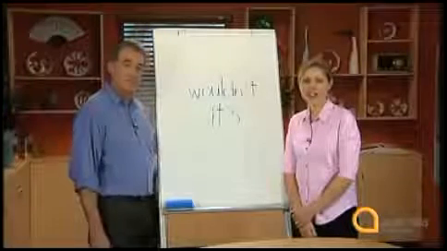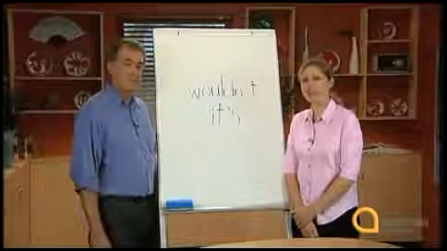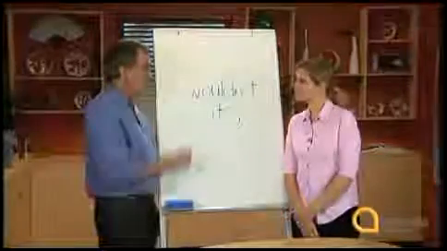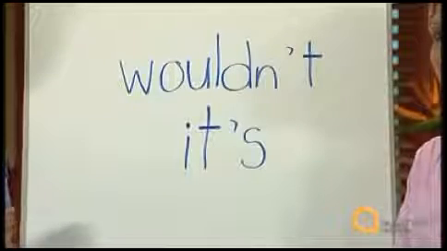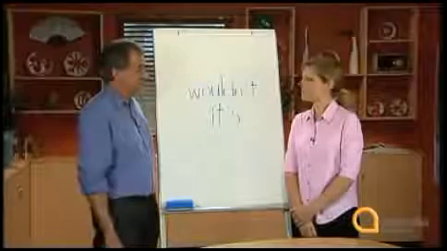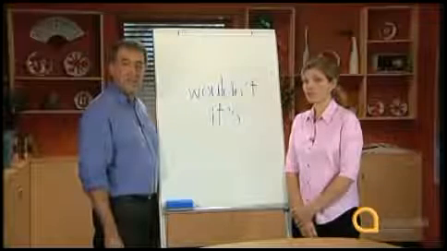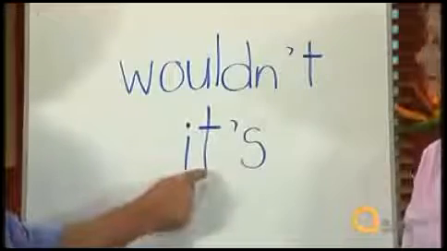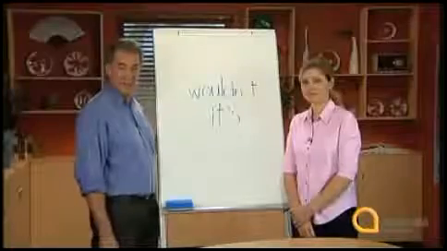The two contractions are wouldn't and it's. What's the missing sound in wouldn't? The missing sound is O. Would not, wouldn't. So the apostrophe goes between the N and the T. What is it's short for? It's is the contraction of it is. So the apostrophe comes between the T and the S. Now listen for another contraction.